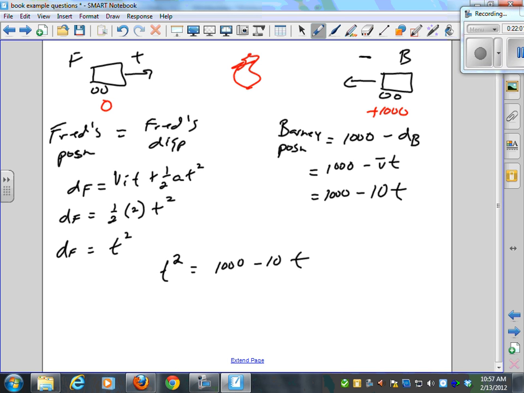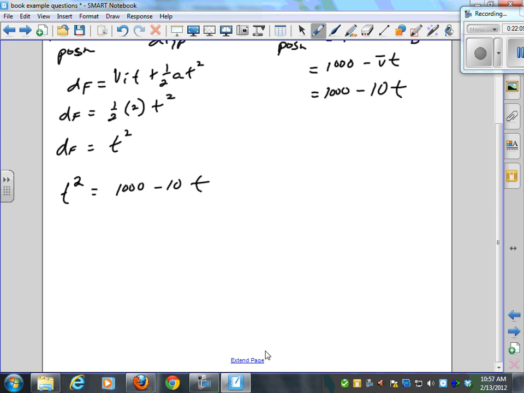Okay, move everything over. So we're going to move it to the left, right? t squared we want to be positive, so it's going to be t squared plus 10t minus 1,000 equals 0. Now quadratic formula. You can't factor the t out. You can, it's not going to get you anywhere. x equals minus b plus or minus the square root of b squared minus 4ac, all over 2a.